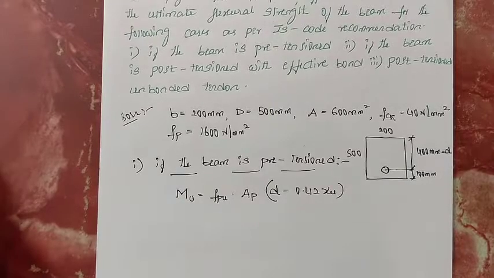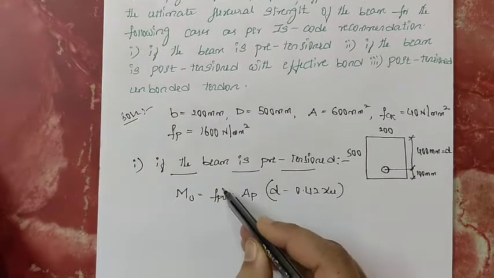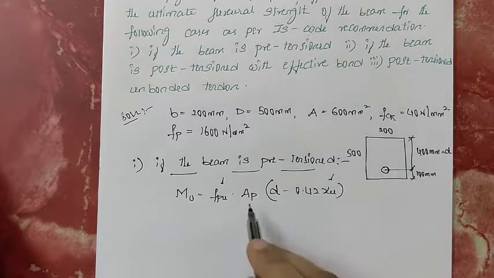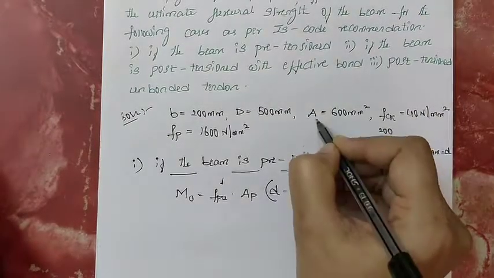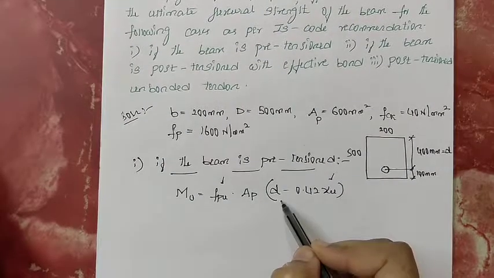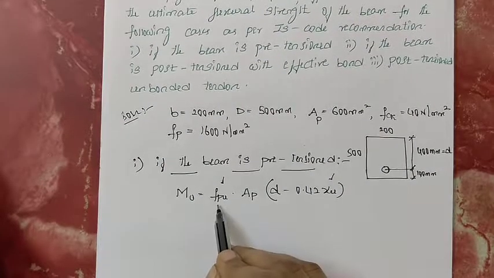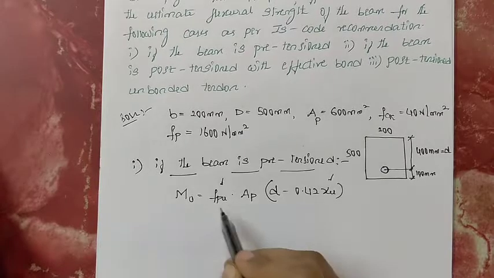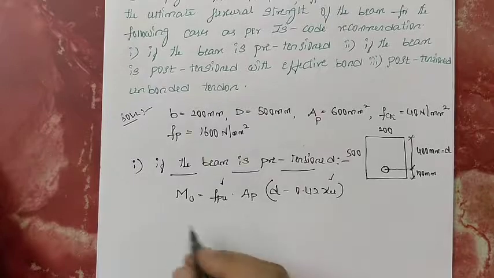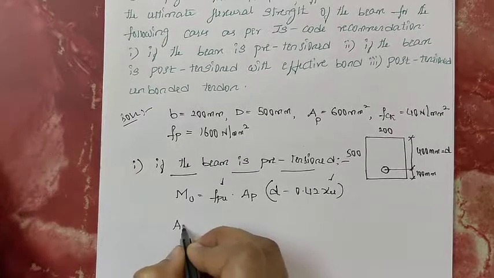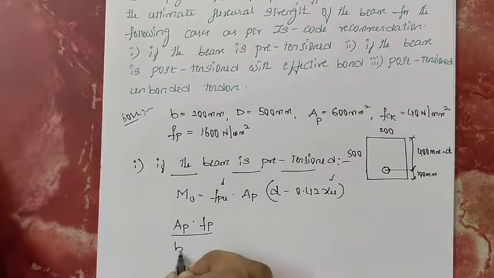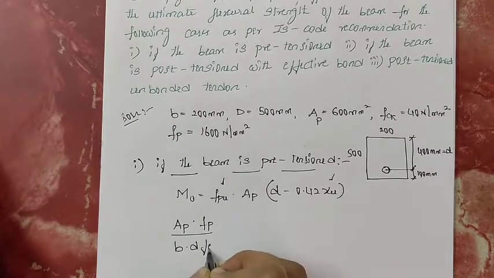Next, in this equation, your aim is to calculate FPU as well as XU. AP you know, the area of pre-tensioning tendon, and the effective depth you know. Your aim is to calculate FPU as well as XU. In order to calculate FPU and XU, first you need to calculate the ratio AP into FP divided by b d FCK.